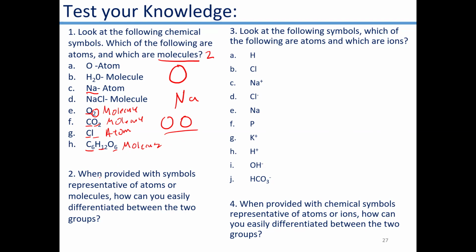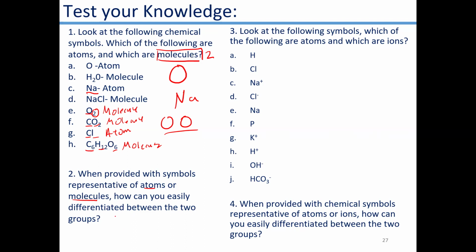Looking at this over here, it says, when provided with symbols representative of an atom or a molecule, how can you easily differentiate between the two groups? Again, symbols between atoms and molecules. If you're just looking for those capital letters, you should be okay. So again, if we look at something like glucose, we have 6 carbons, 12 hydrogens, 6 oxygens. Again, in order for it to be a molecule, it needs to be more than 1. So in this case, we have 1, 2, 3, and we have tons of variations for it. So this would be a molecule.